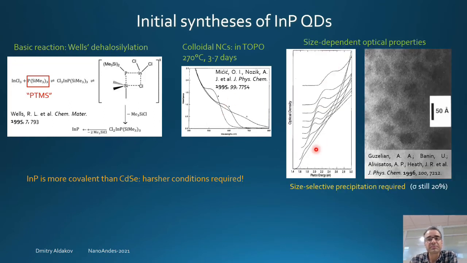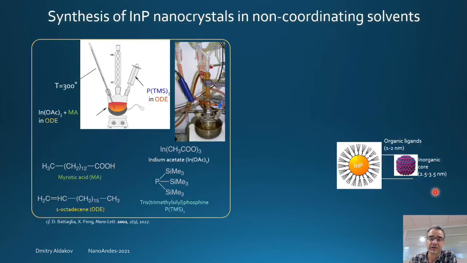You can get size-dependent optical properties, but for this you cannot just rely on the synthesis time. You need to make size-selective precipitation, and still your sigma, your size dispersion, will be maximum 20%. So it's really tricky material which needs to be treated with care. And so the synthesis of it in the lab looks like this.